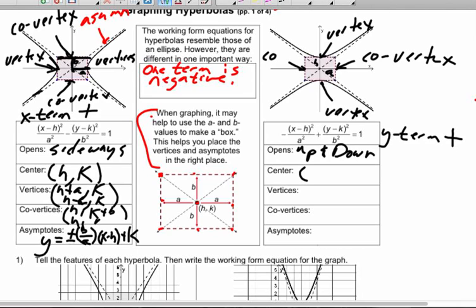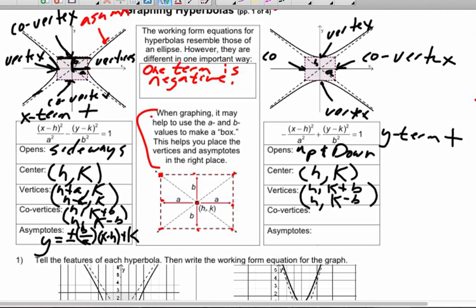Our center is still H and K. Now my vertices are a little bit different because now we're moving along the y-axis to get to them. So my vertices, both of them, are going to be at the x value of H. But on this one, I'm going to take my K plus B, and I'm going to have my K minus B. That should be K minus B.